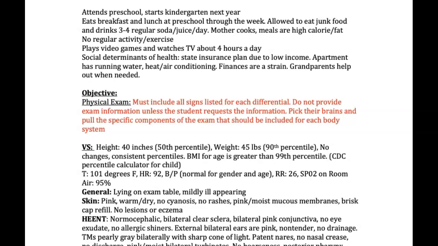Child attends preschool and will be starting kindergarten next year. As far as his diet, he eats breakfast and lunch at preschool through the week, is allowed to eat junk food and drink 3 to 4 regular sodas or juices a day. Mom cooks meals, but they tend to be high-calorie, high-fat meals. He doesn't get any regular activity or exercise. He likes to play video games and watches a lot of TV, about 4 hours a day. Social determinants of health. We've learned how important it is to assess for these.